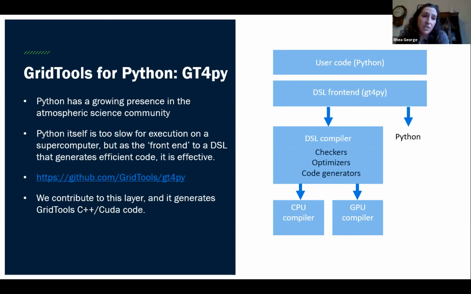And so we can leverage it for modeling as well with the use of a DSL, where the Python code isn't actually what's run when you run on a supercomputer by itself. It'd be way too slow to actually achieve the performance we need. But as a front-end interface to specify code, and then giving that code to a DSL that will generate fast code somewhere, it's pretty effective.